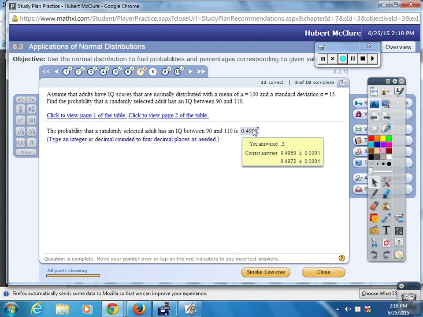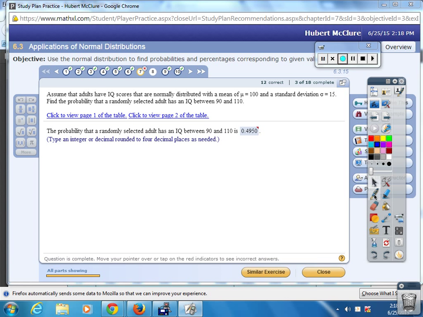Question. Everybody good on those two sections? All right, so what everybody needs to be working on now is 6.2 and 6.3 material. 6.2 and 6.3 homework, okay?